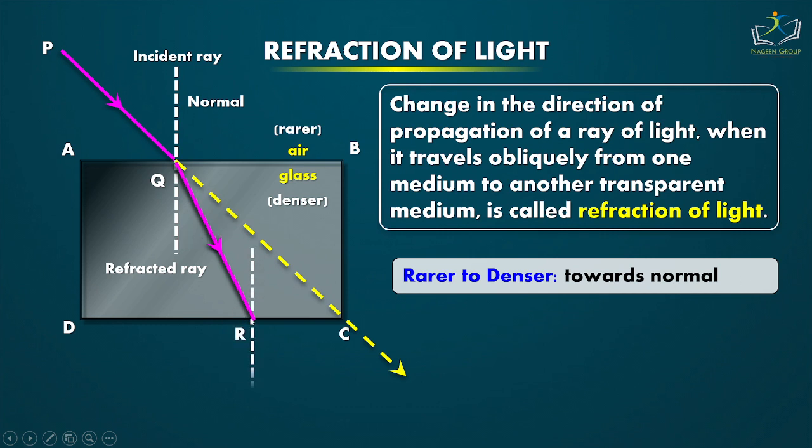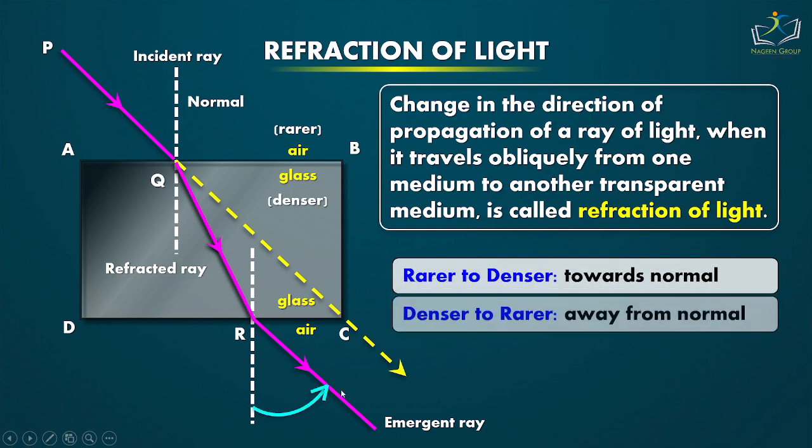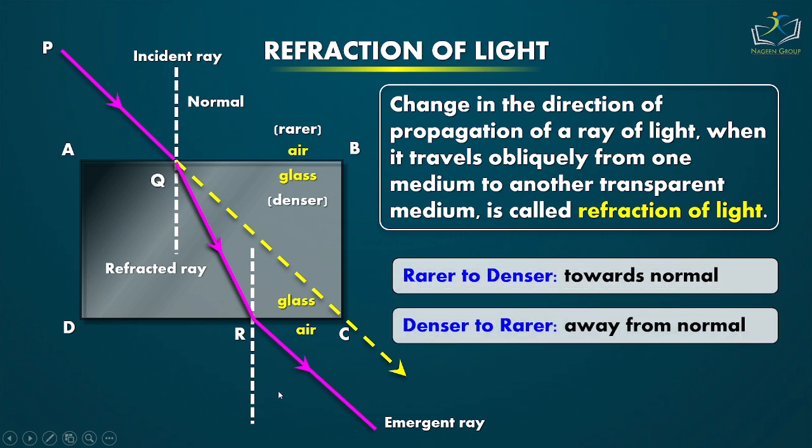Now QR is an incident ray. We have drawn here a normal. Now glass to air means denser to rarer. Instead of moving in a straight line, what do you observe? From denser to rarer, it moves away from the normal, right? So this is the emergent ray. From rarer to denser, it bends toward the normal, and from denser to rarer medium, it bends away from the normal.